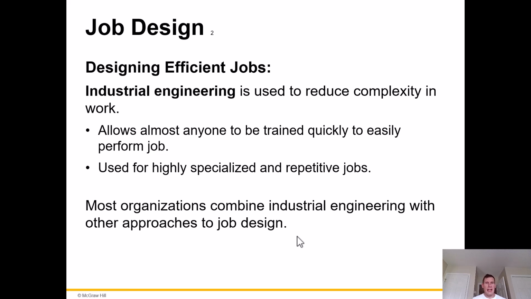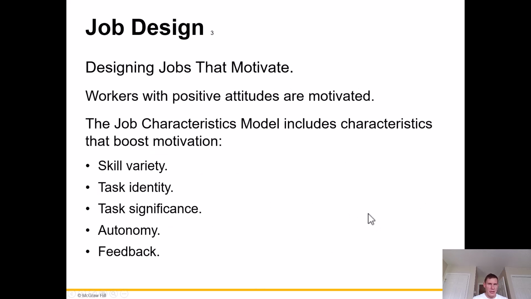So let's talk a little bit about designing efficient jobs. Industrial engineering may be a term you've heard before. Industrial engineering is used to reduce complexity in work, so it allows almost anyone to be trained quickly to easily perform the job. And we can use this for highly specialized and repetitive jobs. This is kind of where industrial engineering comes into its own. Most organizations combine industrial engineering with other approaches to job design. It's not like they just do industrial engineering. They'll have other strategies and methodologies too, by which they'll implement job design.